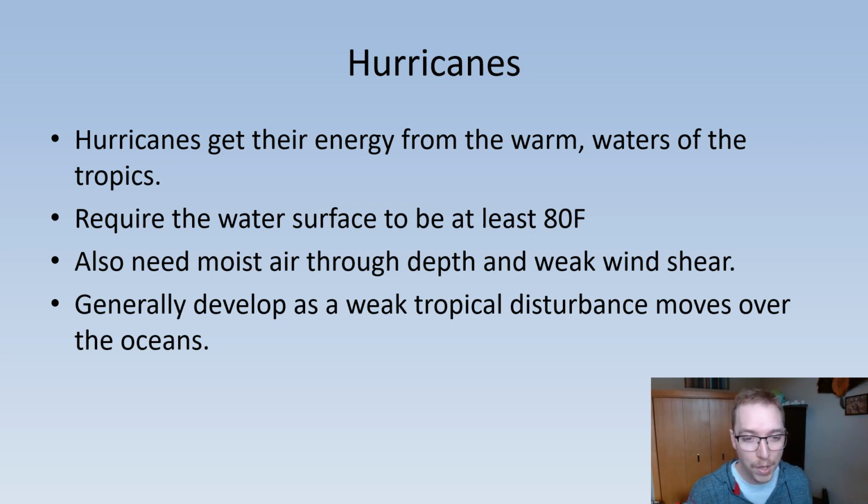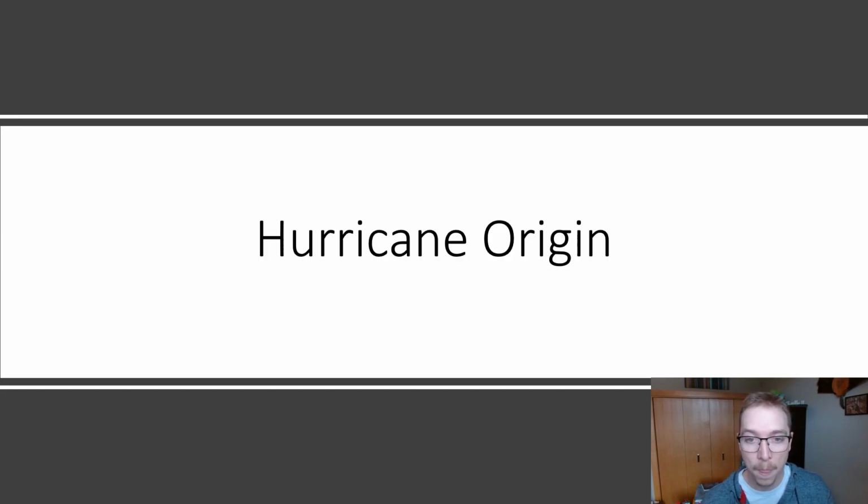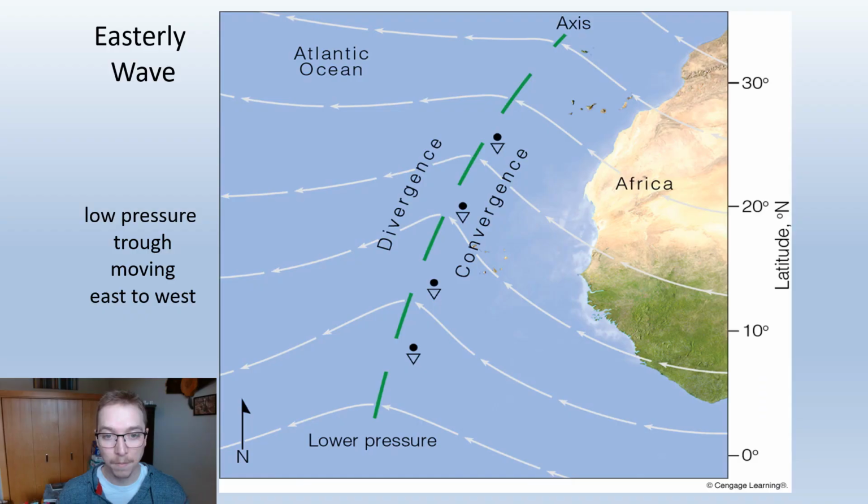They also need that moist air through depth and weak wind shear. So you need a deep layer and low wind shear above. And they generally will develop as weak tropical disturbances moving over the ocean. So let's talk about the origin of hurricanes, not the concept of hurricanes, but the origin of hurricane development.